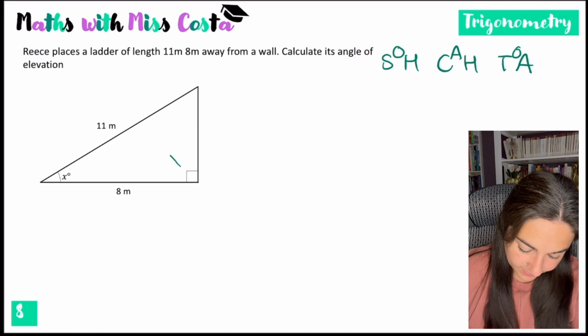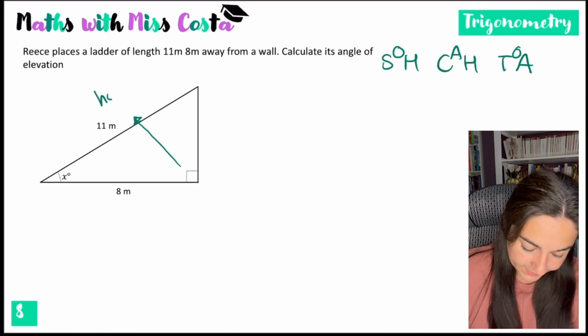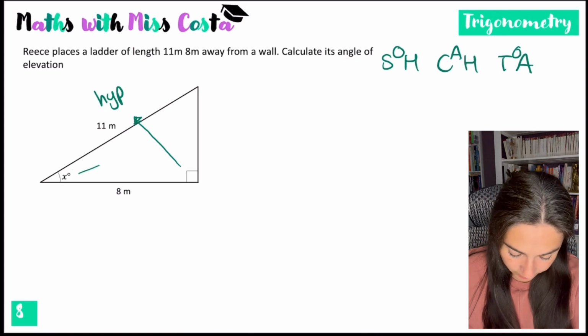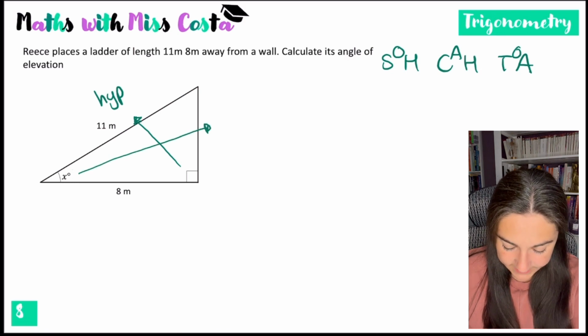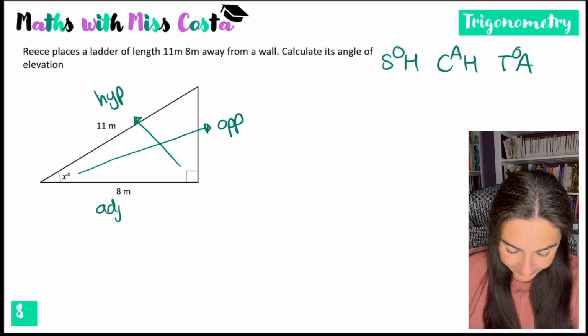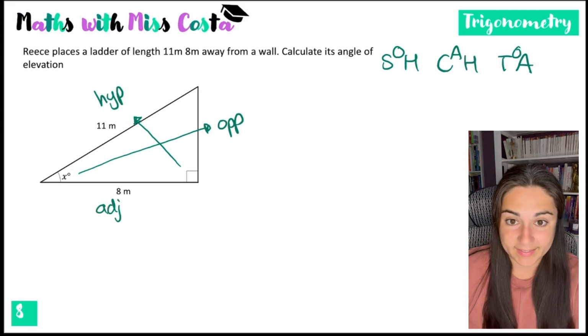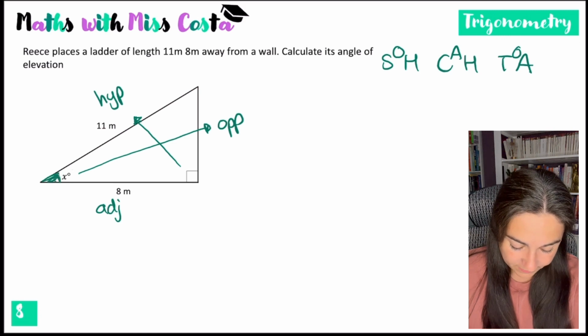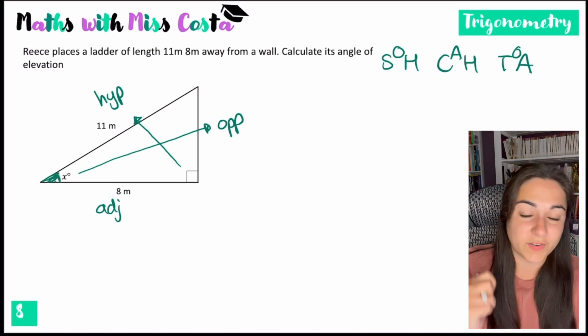So the easiest side is the hypotenuse. It's always the one opposite the right angle. Then you've got your angle, and the side that is opposite that is going to be the opposite. And then your adjacent is the side that is next to your given angle. Remember, the given angle is the one that is not the right angle.